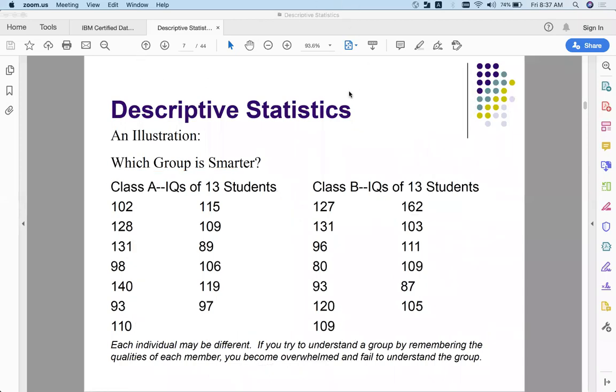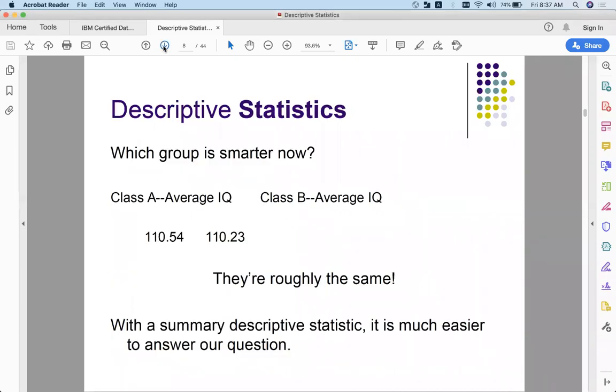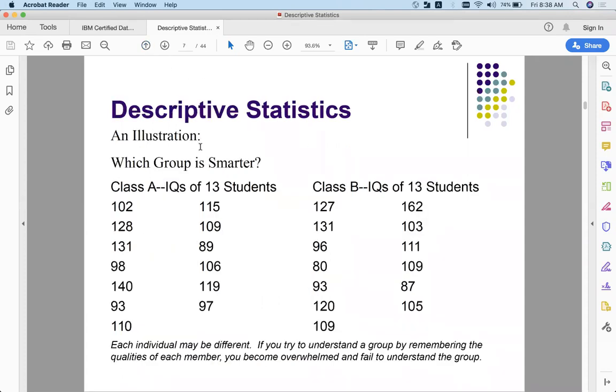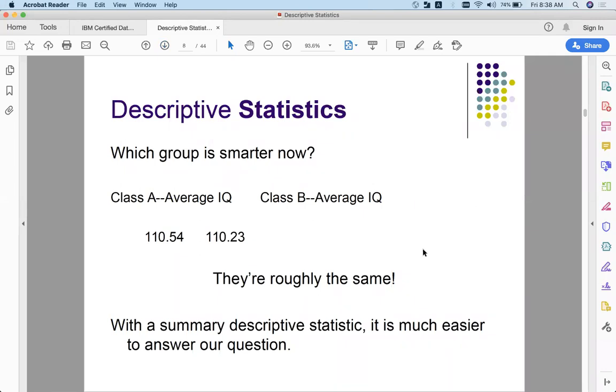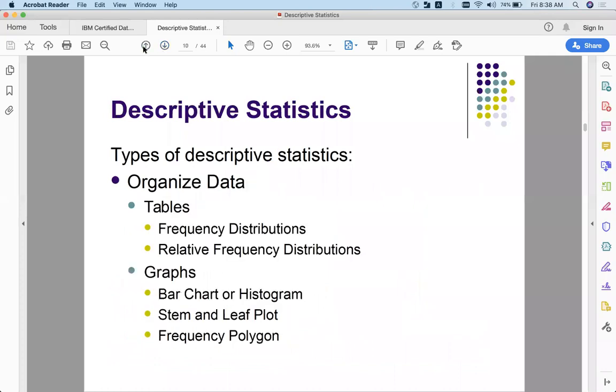Okay, so that's a good question. Any other question, confusion, guys? So the main idea was that with summary descriptive statistics, it is much easier to answer our question. Instead of just looking at these points and not being able to answer, if you apply these descriptive statistic techniques, it gives you much more information to answer the questions.